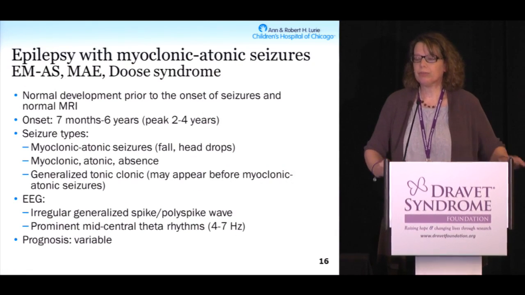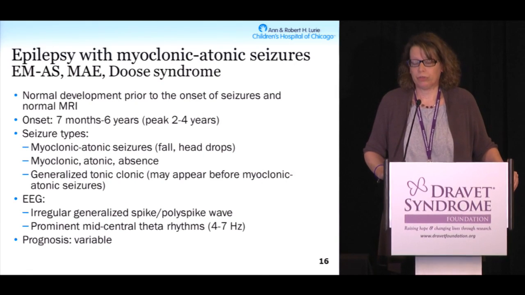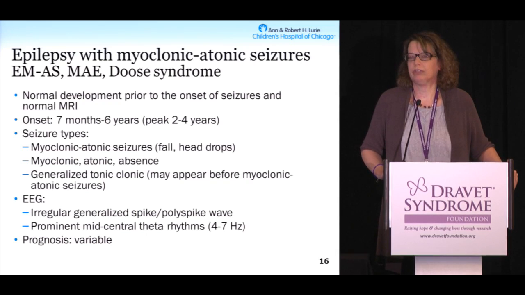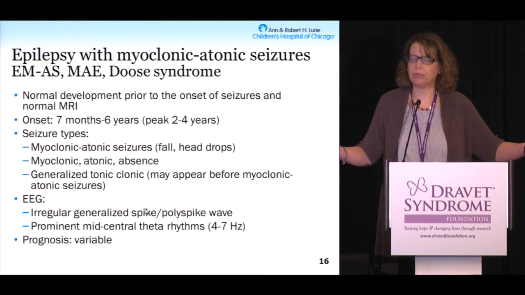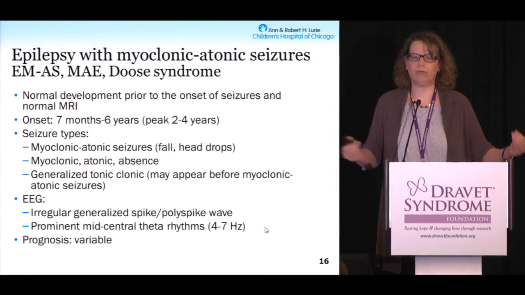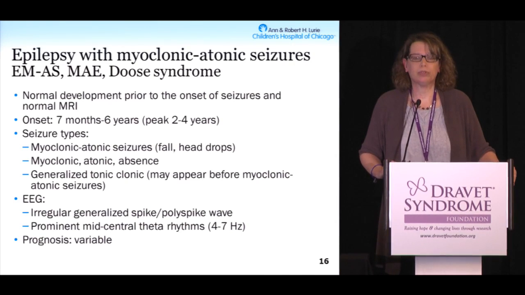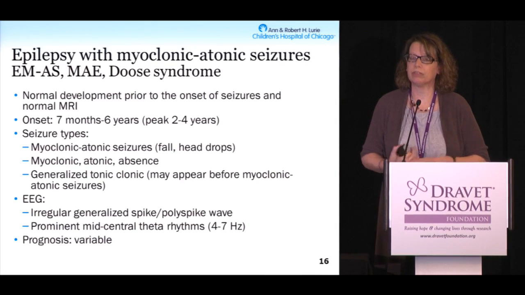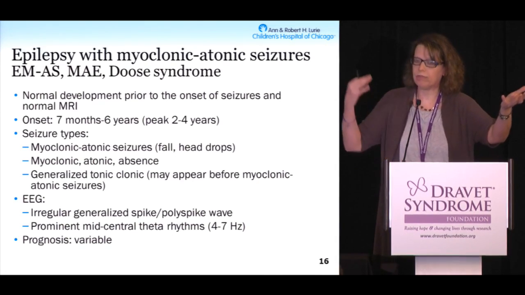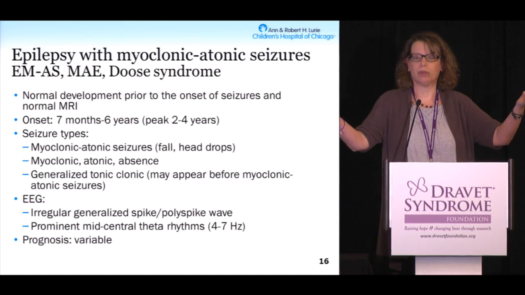The next is epilepsy with myoclonic atonic seizures, also called myoclonic astatic epilepsy, or MAE, or Doose syndrome. For these children, there's normal development prior to the onset of seizures and a normal MRI. People use the spectrum of onset very differently. For any of the physicians out there, I was using a very broad spectrum here of 7 months to 6 years, but by far they peak at about 2 to 4 years, in which case you don't have too much concern of overlapping with the possible clinical characteristics of Dravet syndrome, because Dravet syndrome is going to start within the first year of life, and the children with MAE start later.